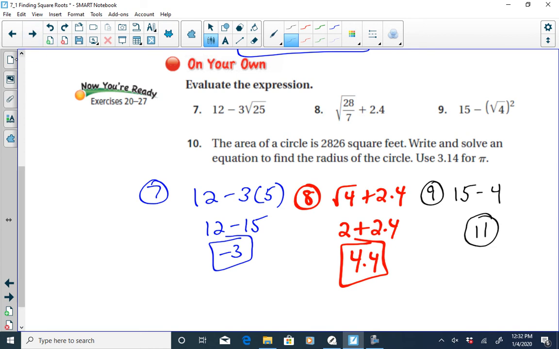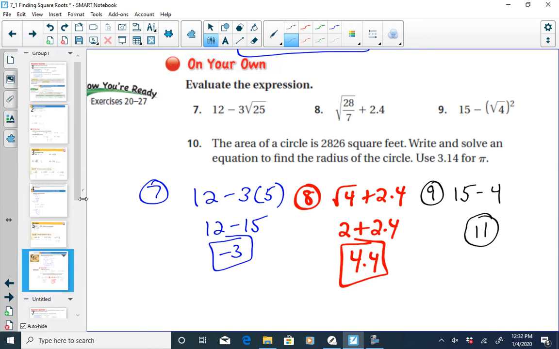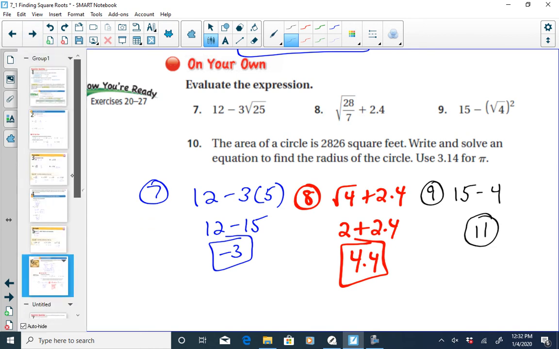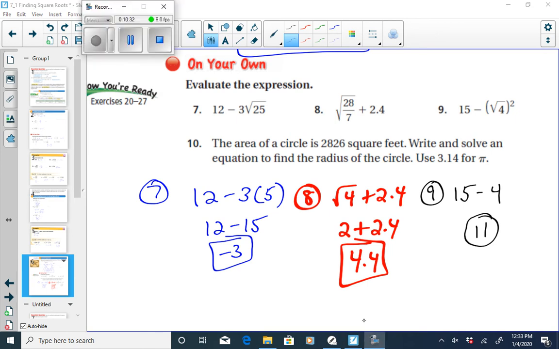All right. I hope that that's been helpful, and squares and square roots, very simple idea. Just understand that they are inverse or opposite operations, and we can use that idea to solve problems.